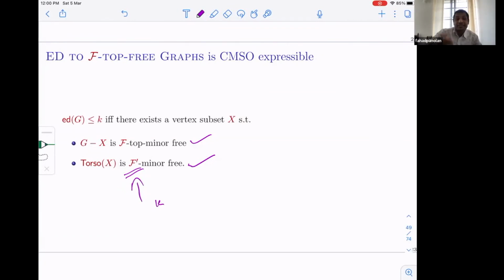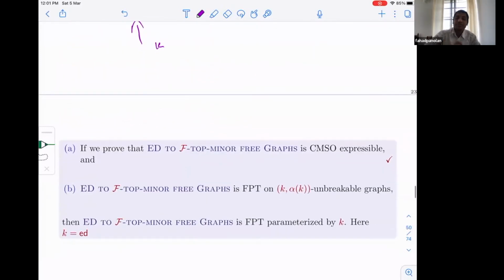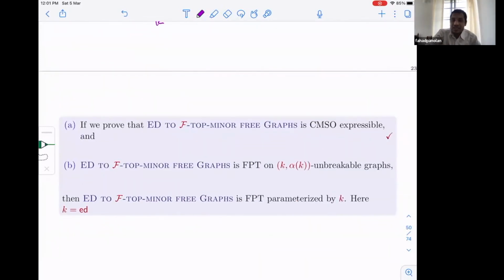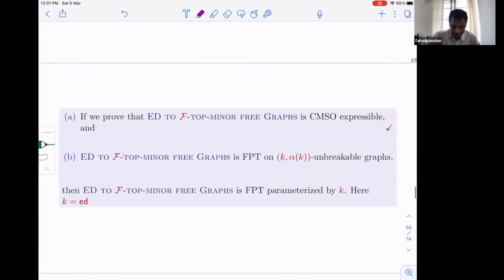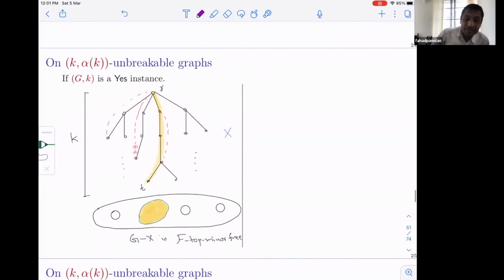And these characterizations can be expressed in this particular logic. And because of that, A is done. Now we need to prove B. So again, come back to this case, the K alpha K unbreakable graphs. But here we want to get into F topological minor free graphs.